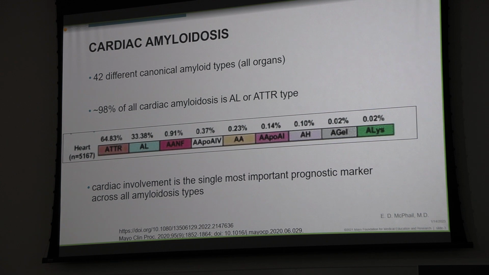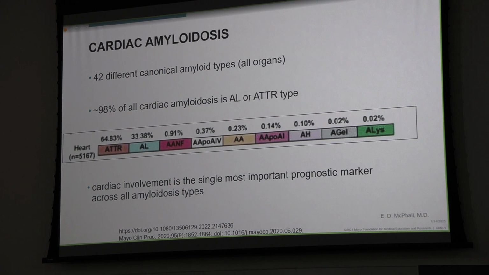There are other types. The next most common type is ANF, which is a localized disease, and that only involves atrium. So you really don't have to worry about that either. So basically 99% of cases will be TTR or AL.